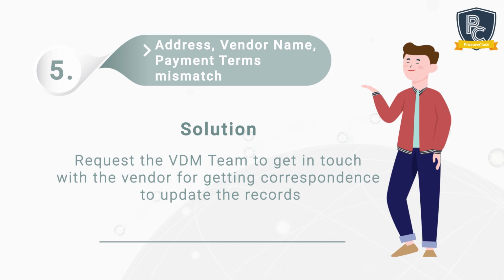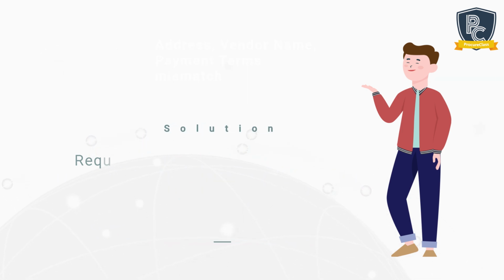Address, vendor name, payment terms mismatch. Request the VDM team to get in touch with the vendor for getting correspondence to update the records.